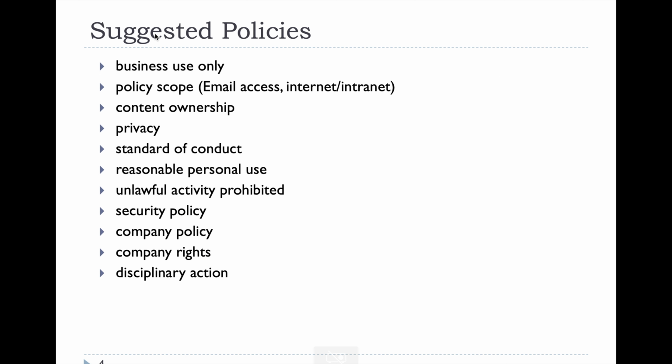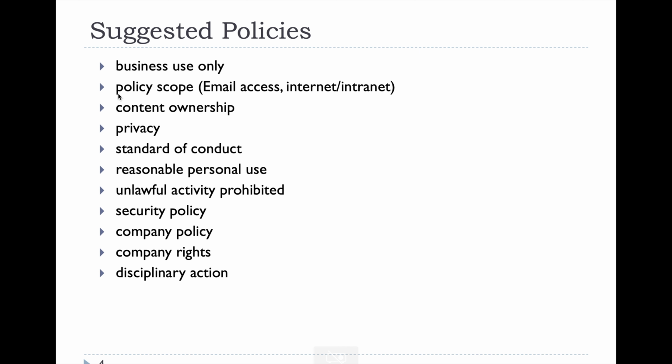Some of the suggested policies on email and internet use start with a business use only policy. That means that when we have some data that we want to be shared only for business use, we can label it as business use only. Some can be labeled as public, and some can be labeled using different labels. So this is one of the suggested policies.